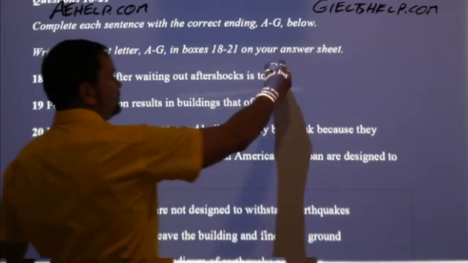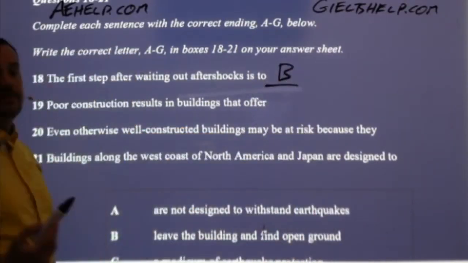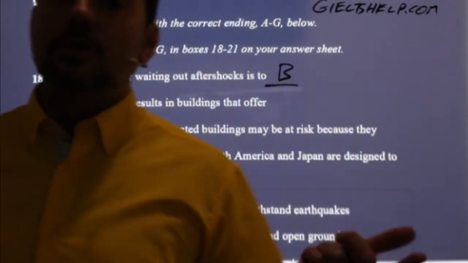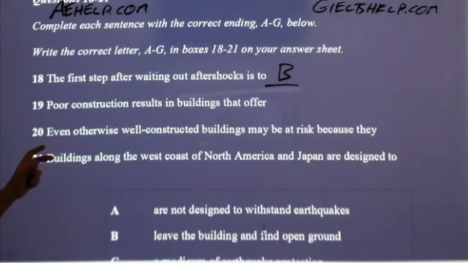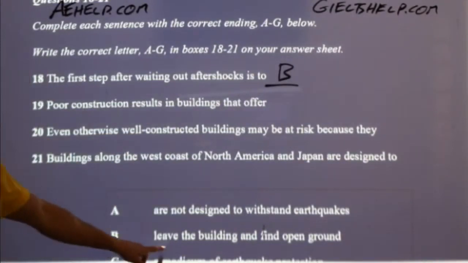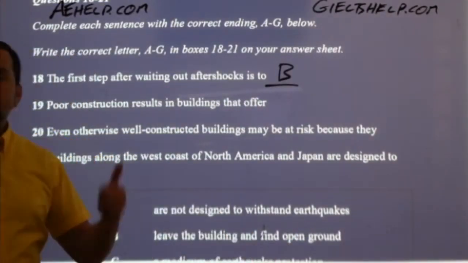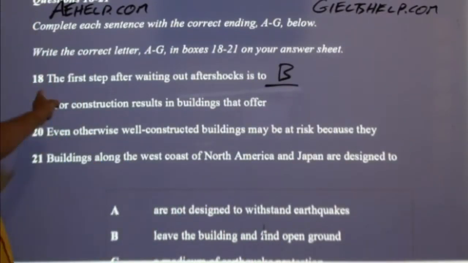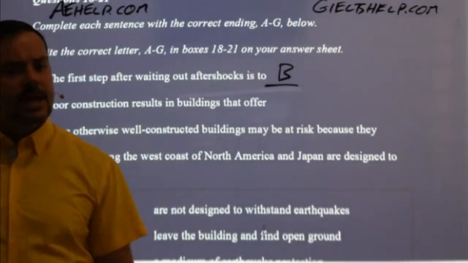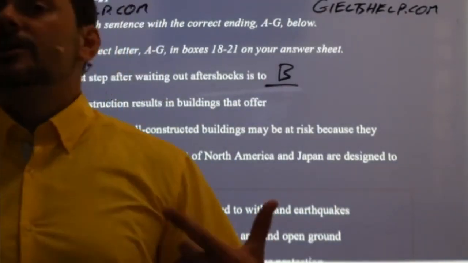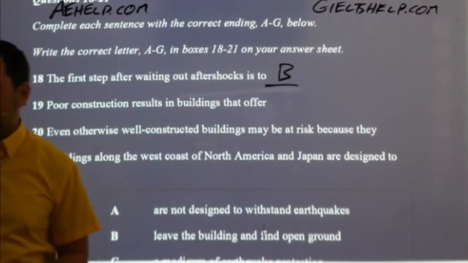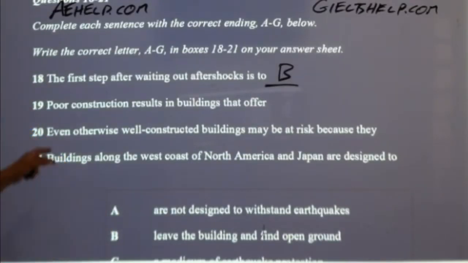So B. Now, a next step, okay, so first you give your own answer, then you find the match, and the next step is read the two together so you make sure that the grammar makes sense. The first step after waiting out aftershocks is to leave the building and find open ground. Is the grammar okay? So if I read the complete sentence here with this, is the grammar okay? Yeah, it is. So it matches my own thinking. The grammar is okay. So there's a 99% chance that it's the right answer. Okay? So that's what we keep doing with these.